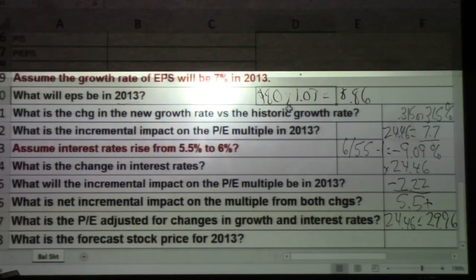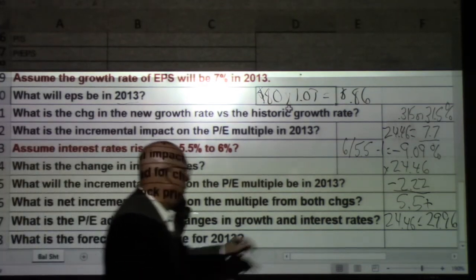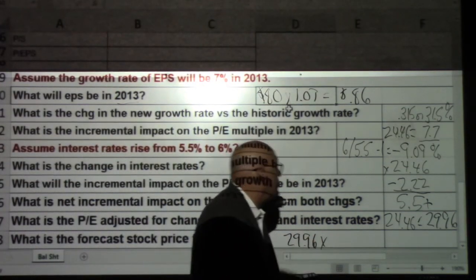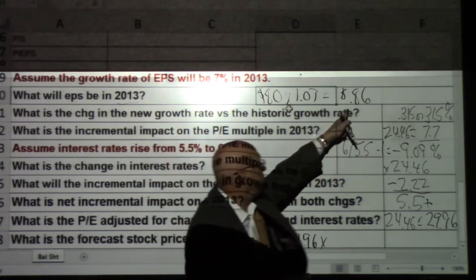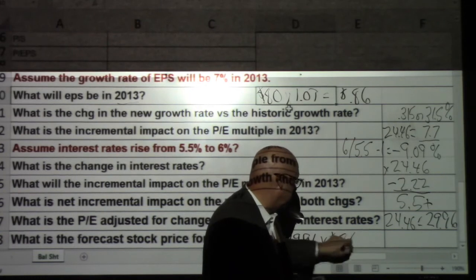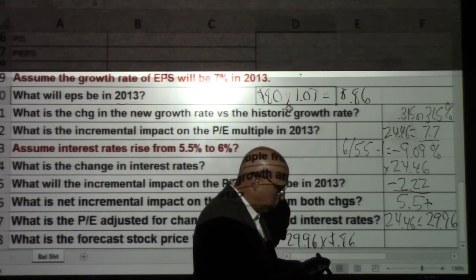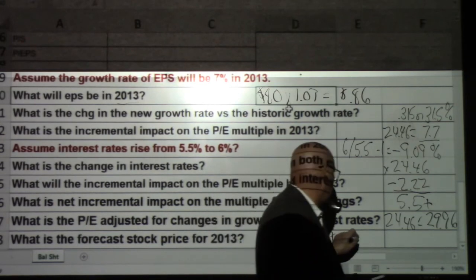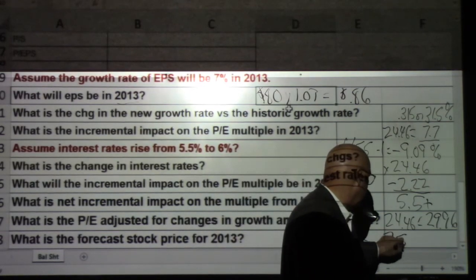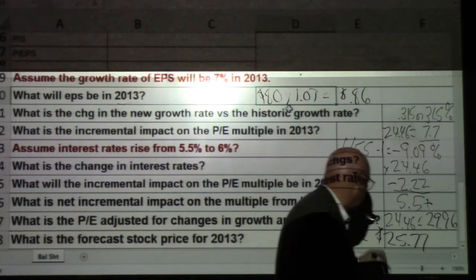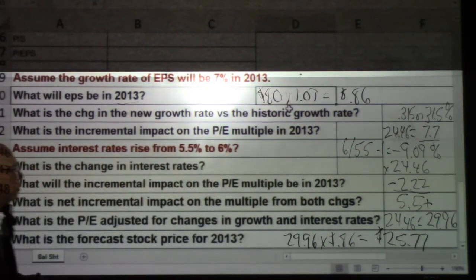Okay? Now let's multiply our new PE of 29.96 by our new earnings per share of 86 cents. And we get a stock price of $25.77. That's our new estimated stock price.